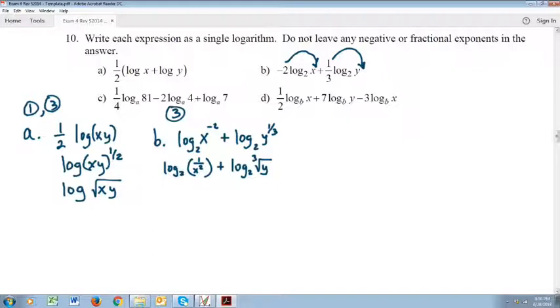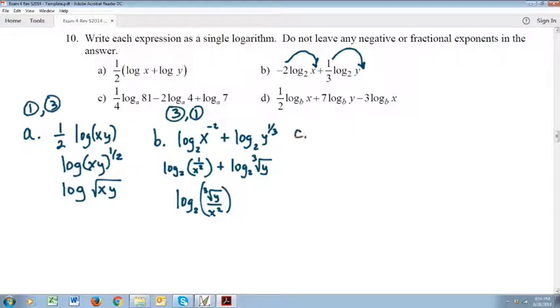And so now notice I can use the product rule, so rule 1. And so when we multiply those, we're going to get y, the cube root of y in the numerator, and x squared in the denominator.